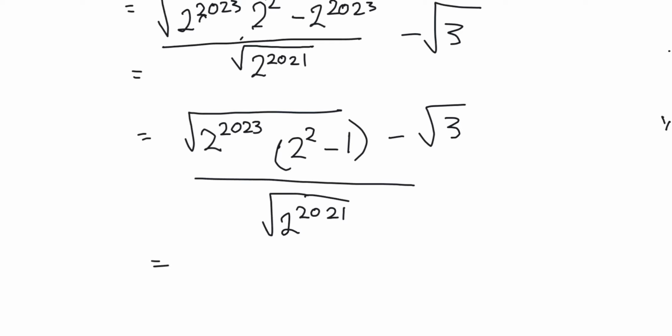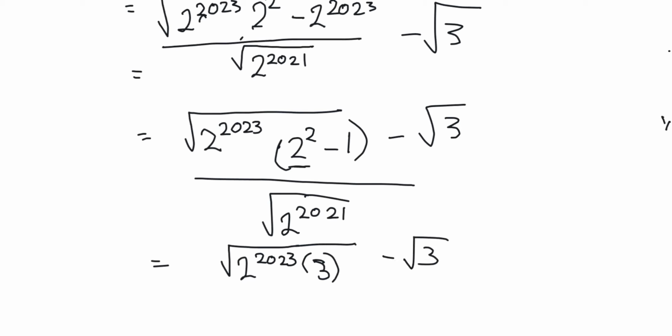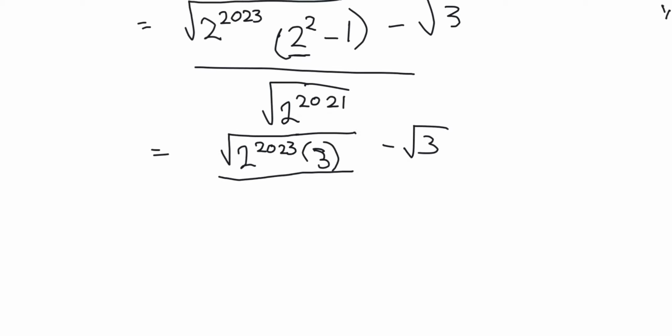Now, what can we further do here? Can you see that 2 to the power of 2 is going to give you 4? So what you are going to have here is 2 to the power of 2023 into bracket 3, because remember that 2 to the power of 2 gave us 4. Subtract root 3, and then this is divided by 2 to the power of 2021. And now, what can we do from here?